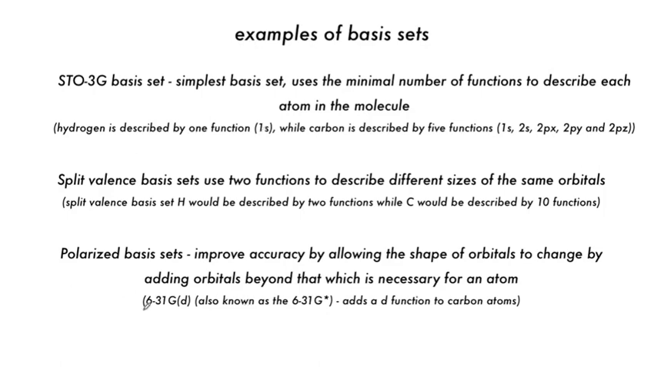So, for example, one that is commonly used, I'm not quite sure which basis sets I recommended you use in the project, but anyway, it'll be there. 6-31G(d), which adds the d orbital, is also known as 6-31G star, where the star means that we've added a d function to the carbon atoms. So these are slight modifications of the basis sets.